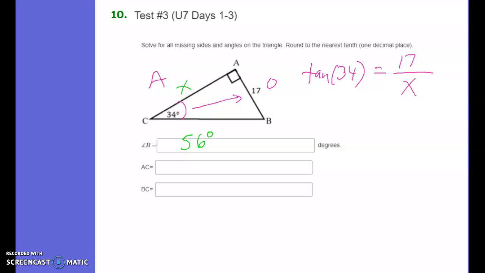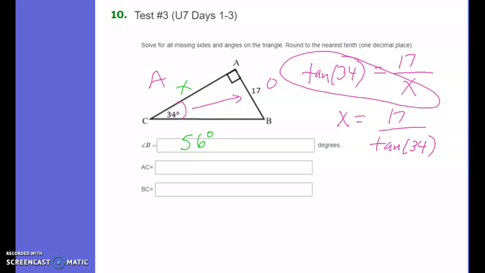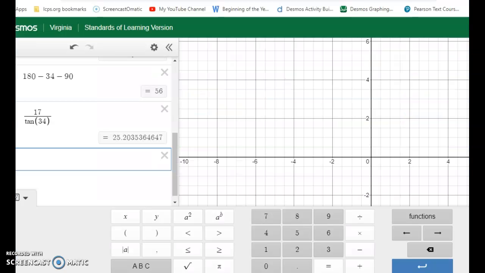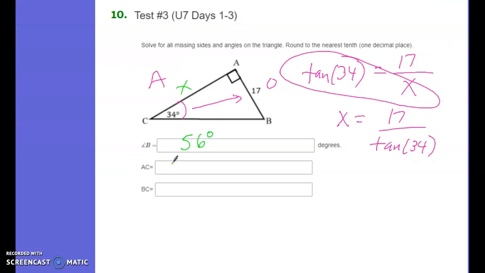So that means if I switch the location of my x and tangent of 34, I get x equals 17 divided by the tangent of 34 degrees. So I go to my calculator, and rounding, I get 25.2. So the length of AC is 25.2.